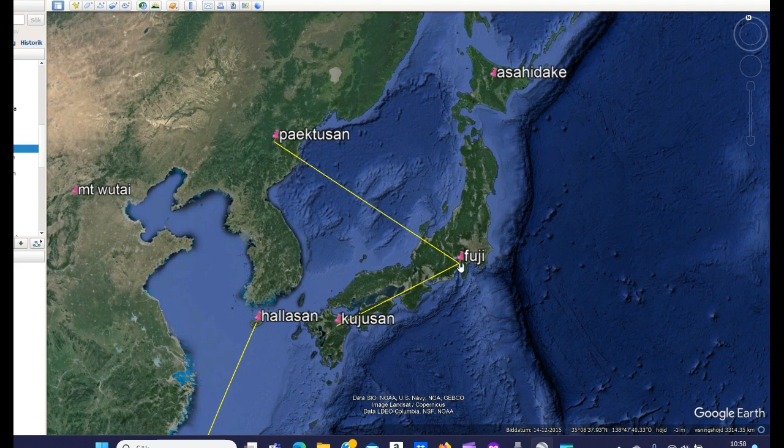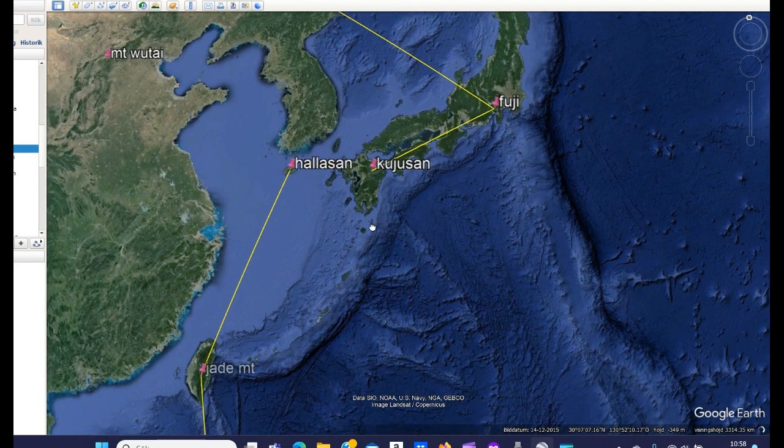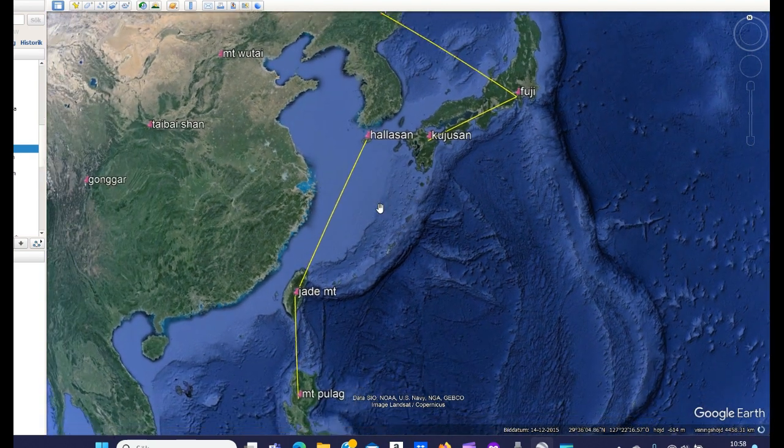The other is from Mount Fuji to this mountain in North Korea, the highest mountain in North Korea and all of the Korean peninsula. That's Mount Paektu-san. So Mount Fuji to Mount Paektu-san is as 1 mile, while Mount Fuji to Mount Kuju-san is as 1 kilometer. Very near exactly. And then I'll also show you the next pair here.